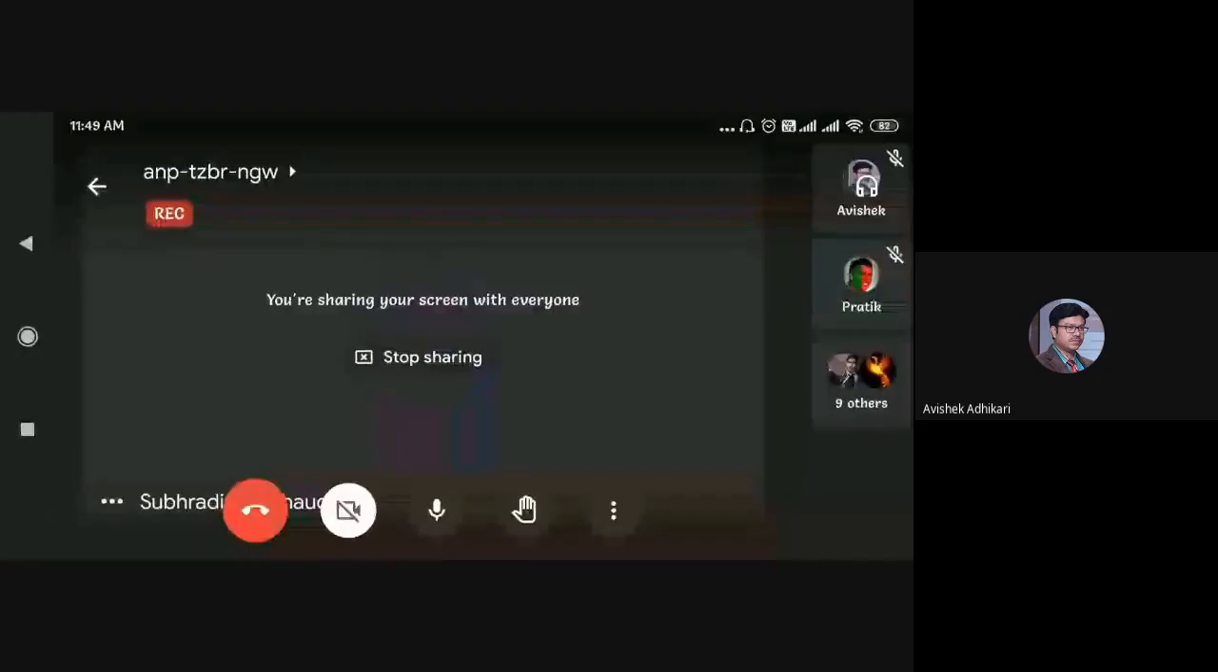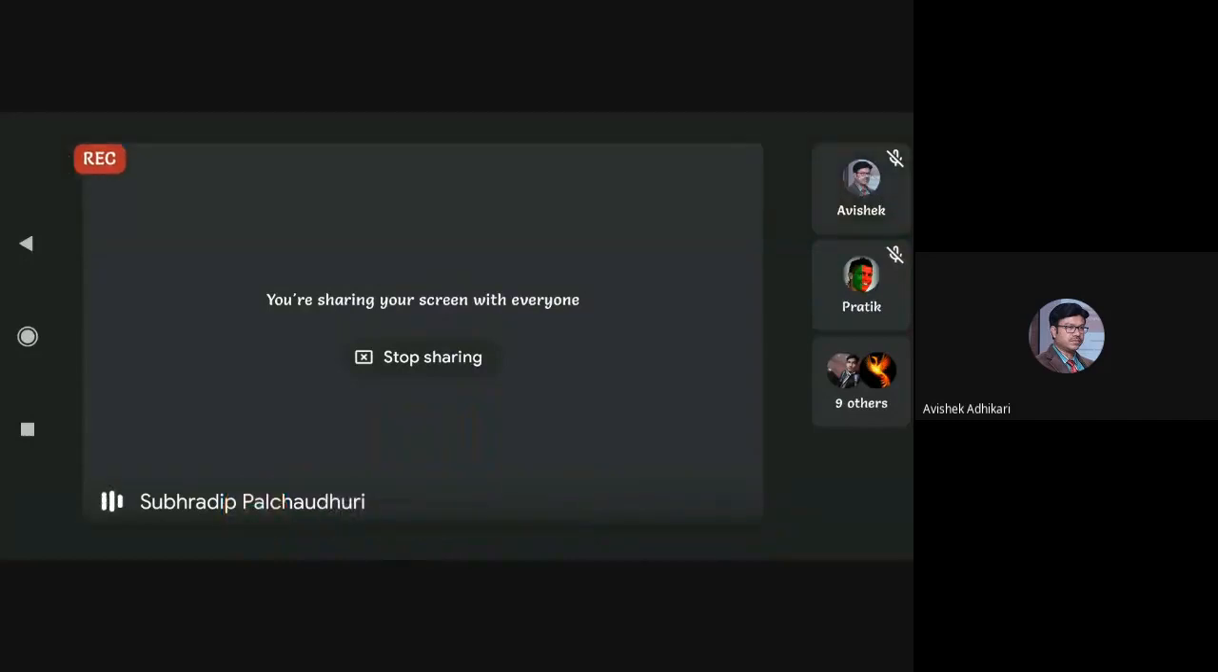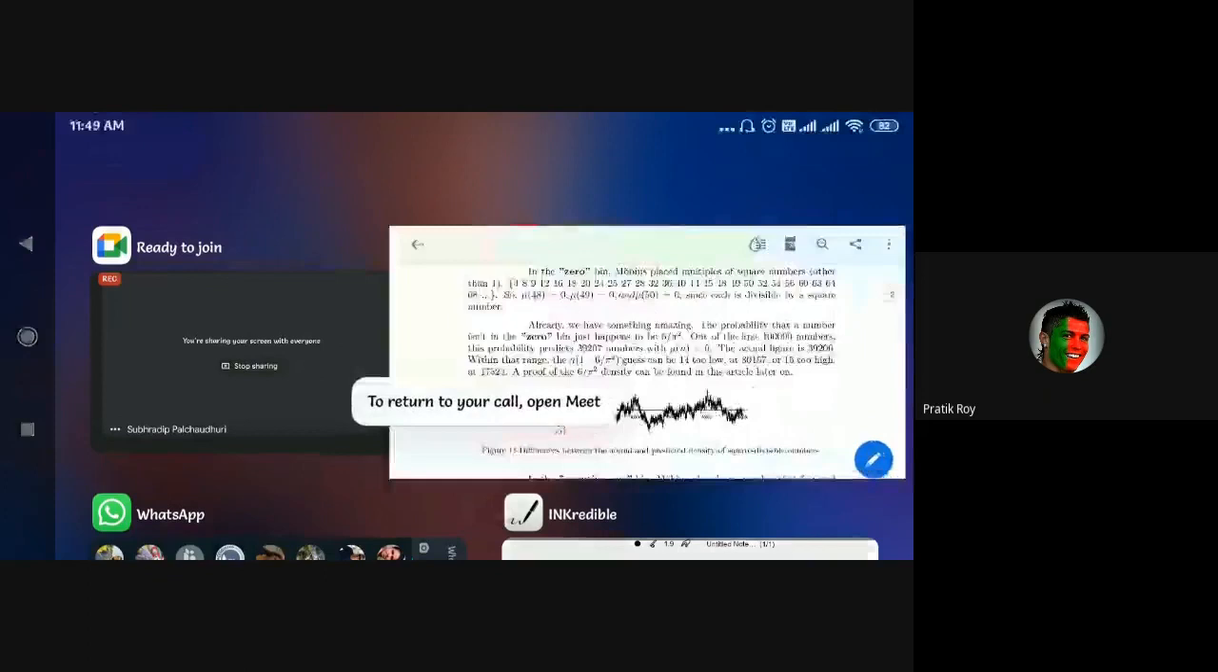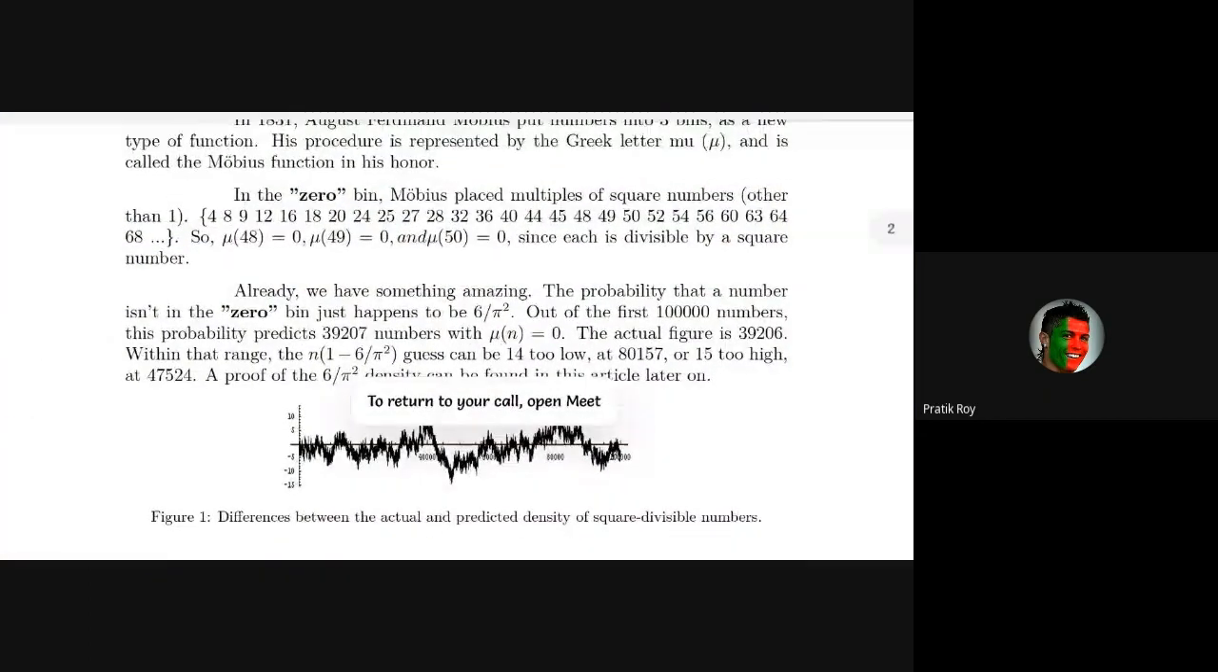Sorry to interrupt, but your screen is, I think, not visible. You presented? Yeah, I probably presented it. No, it's not visible. Oh, okay, sorry. Let me share the screen first. Sorry, I forgot to share the screen. Is it now visible? Yes. So now the article is visible, right? Yes, now it's visible.